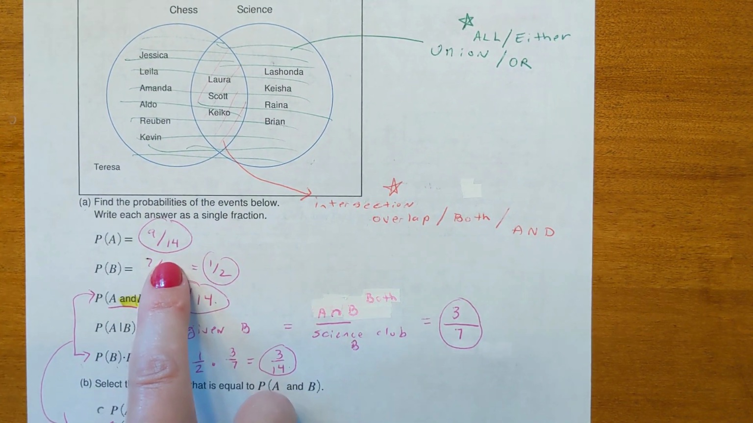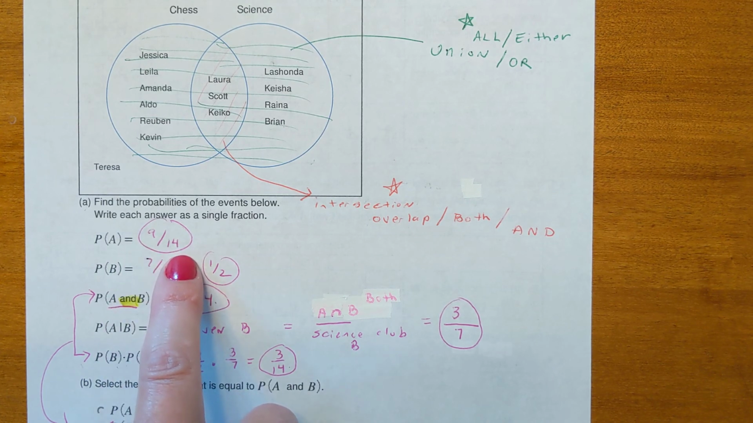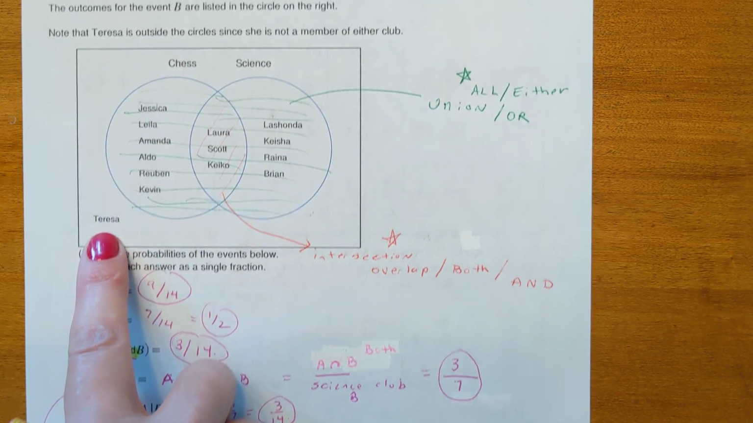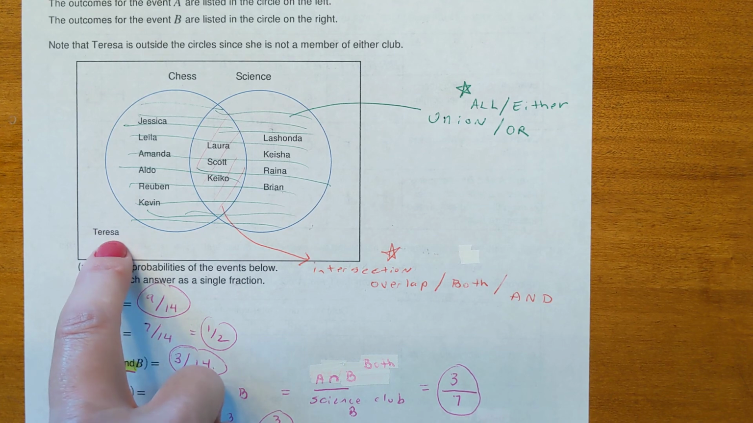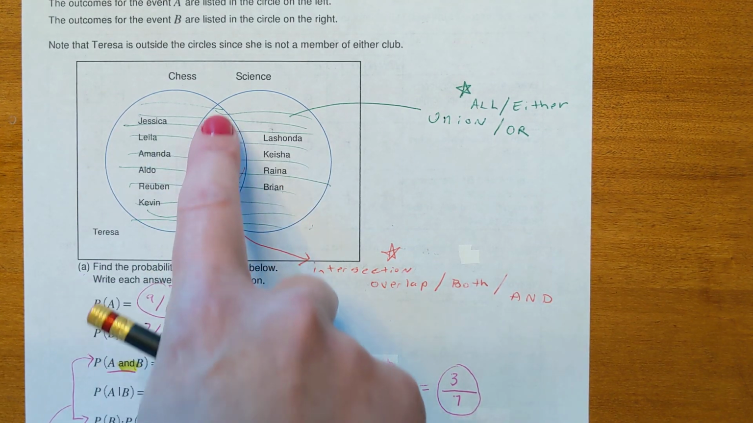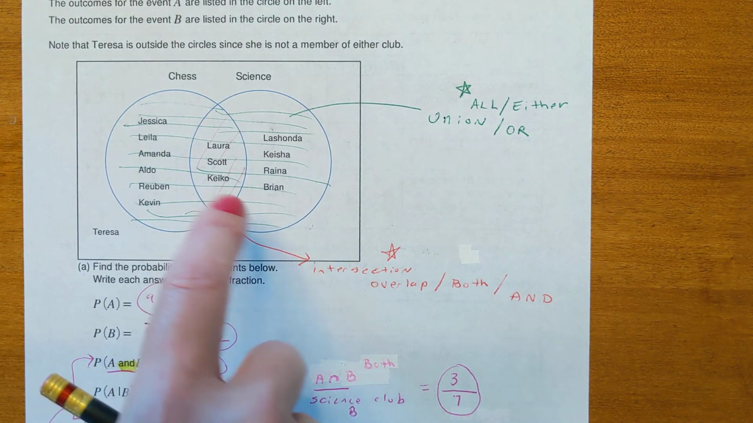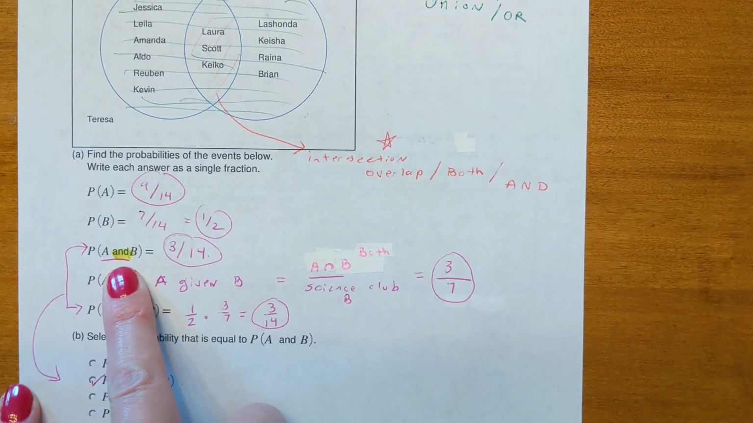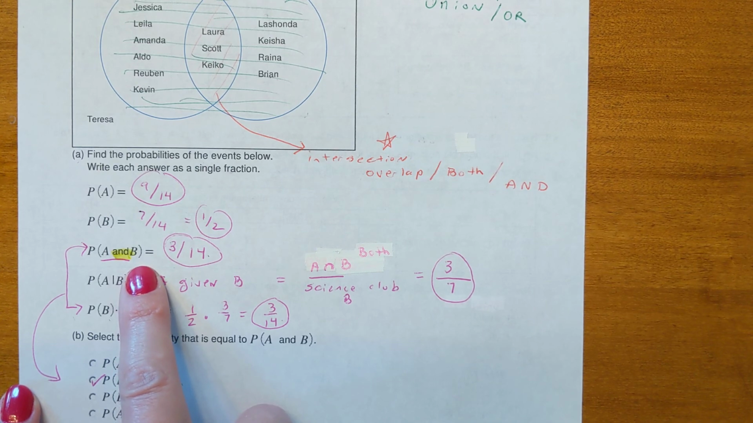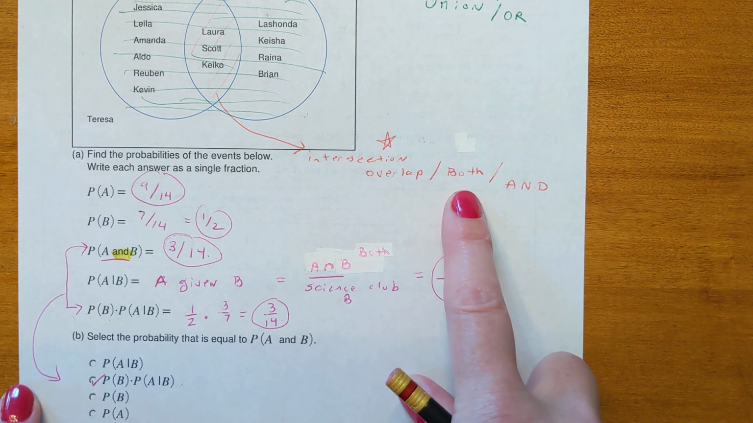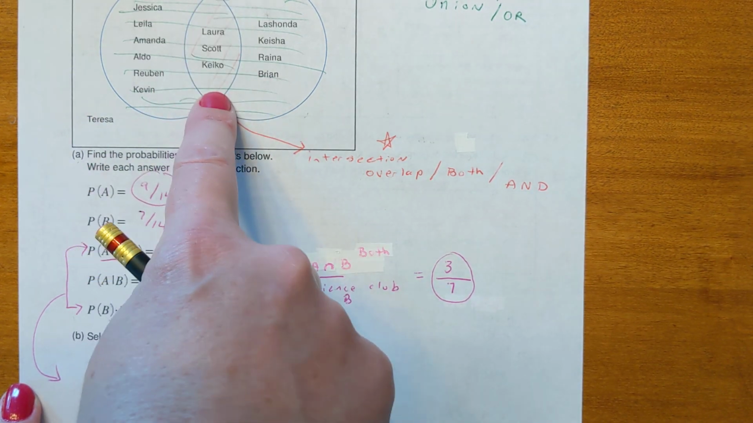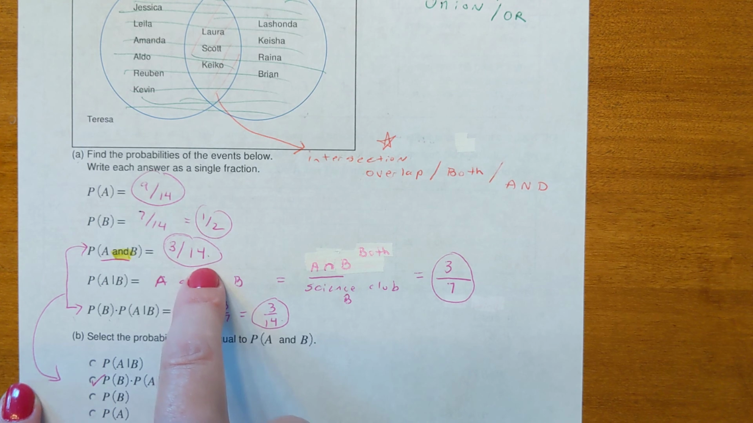So event A would be 9 out of 14 total students. Event B, there's 7 out of 14 students. And I forgot about poor Teresa. She's not in anything. It says Teresa's not in any club, so she's outside the circles. And there's 3 people that are in both the chess and the science club. So that's this event here. What's the probability of A and B happening? Remember, and was the word intersection. So it's the overlap of them. The overlap is right here in the middle, Laura, Scott, and Kiko. So there's 3 of those out of 14.